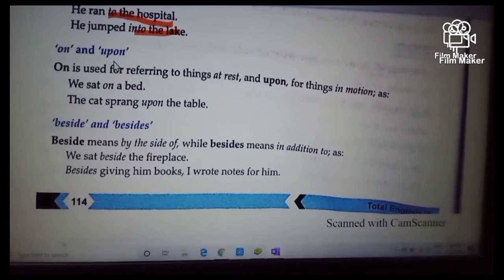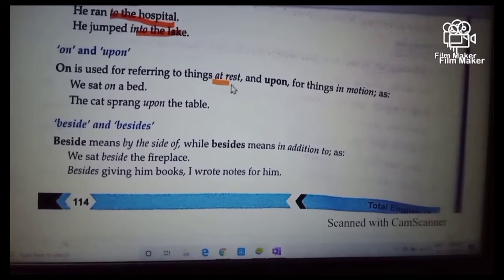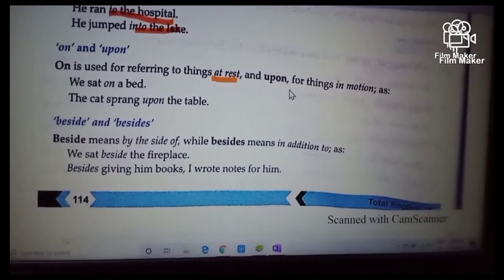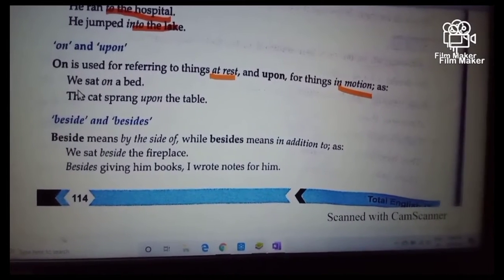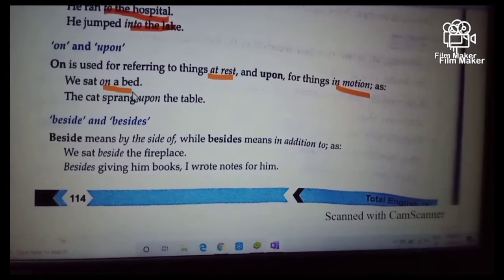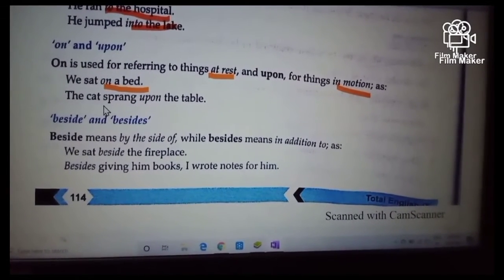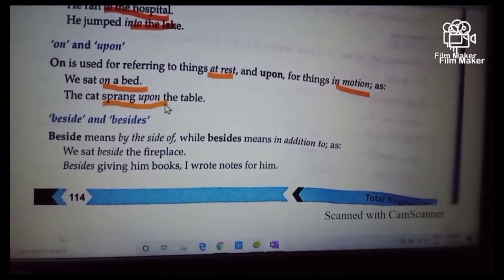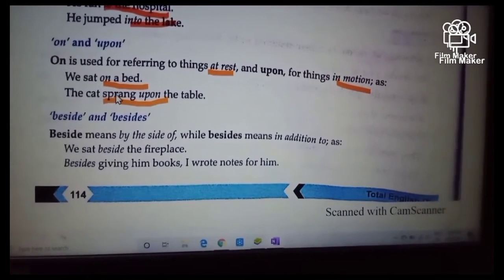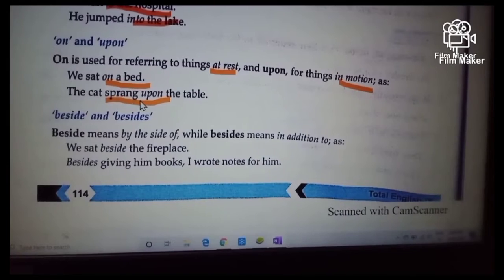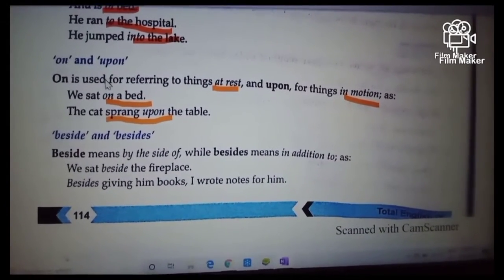On and upon. On is used to refer to things at rest, just like in and at we have studied now, and upon for things in motion. Example, we sat on the bed, where you are relaxing, where you are resting. The cat sprang upon the table. This means she jumped upon the table. So it is used to show the motion of the cat. That's a slight difference between on and upon.